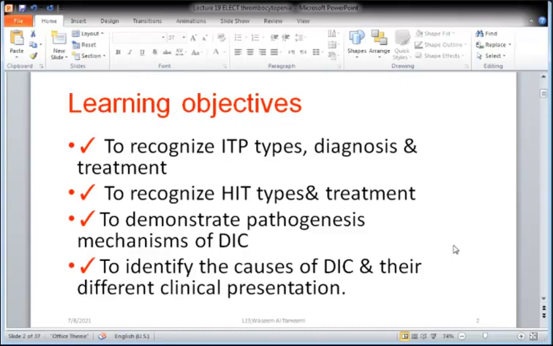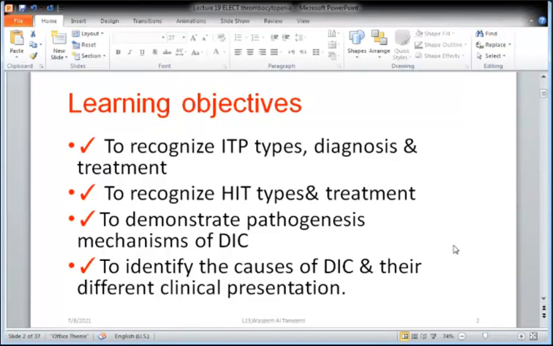In the last lecture, we started the approach to bleeding disorders, and we said that we have two types of bleeding disorder. One is attributed to a primary hemostatic defect, and the second is attributed to a secondary hemostatic defect. The term primary hemostatic defect is usually confined to a defect in either platelet number or platelet function, or a defect related to vessel wall disorder.